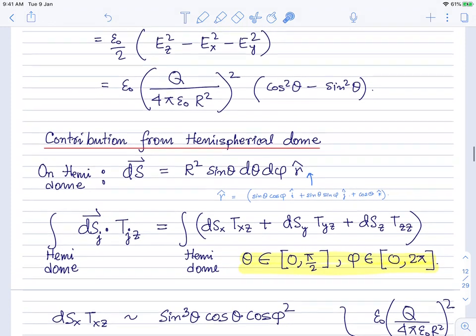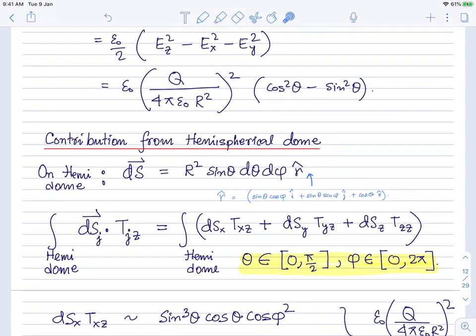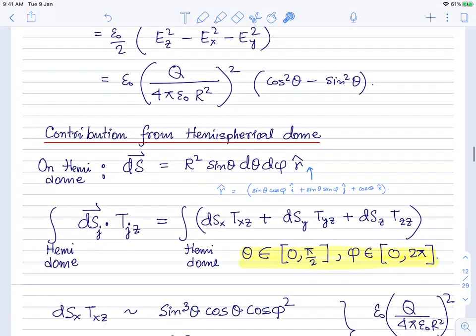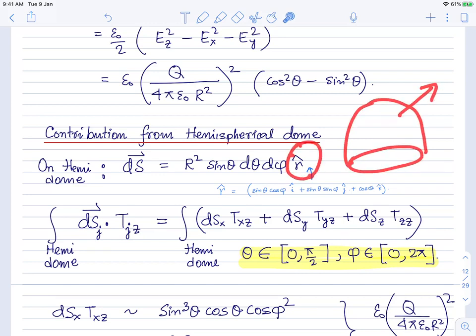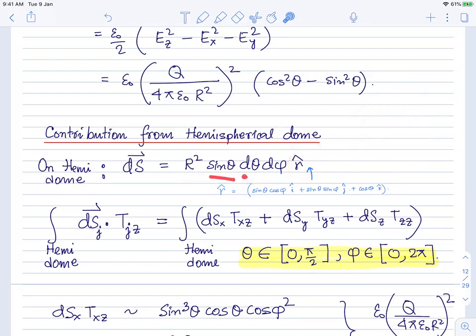Once we get that, we want to perform the integration of this quantity on the surface of the hemispherical dome. Because it's the surface of a sphere, the area element, so this is the dome, points in the radial direction outward. Because the radius is capital R, the area element is r square sine theta d theta d phi. That's the area element on the surface of the hemisphere.